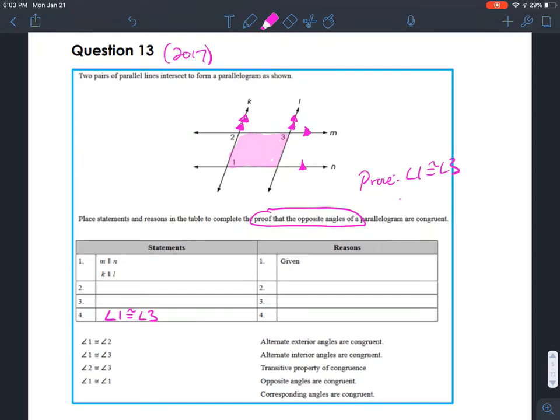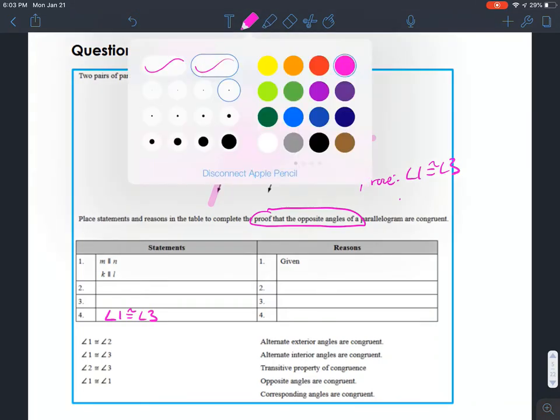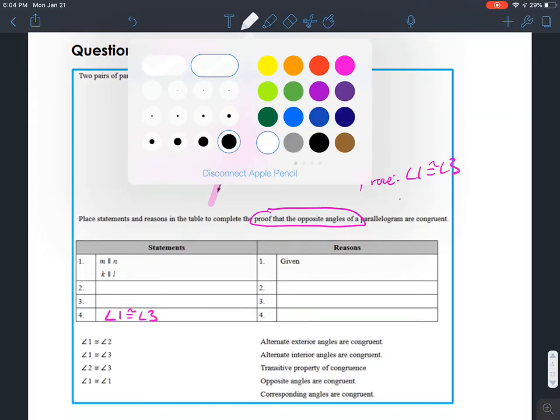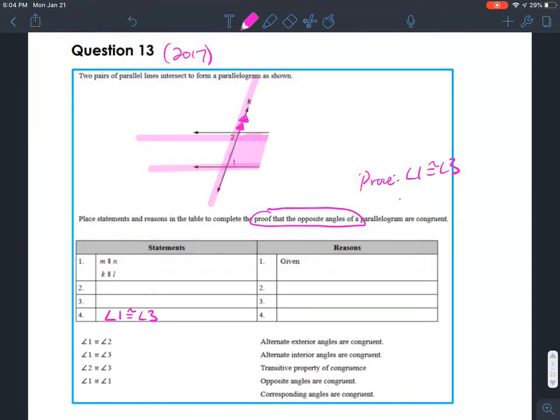If we focus on these parallel lines and this transversal, remember all of our theorems about parallel lines deal with 3 lines, not 4. So right now I'm just ignoring this right here, dismissing it from my brain, focusing on 2 parallel lines and a transversal.